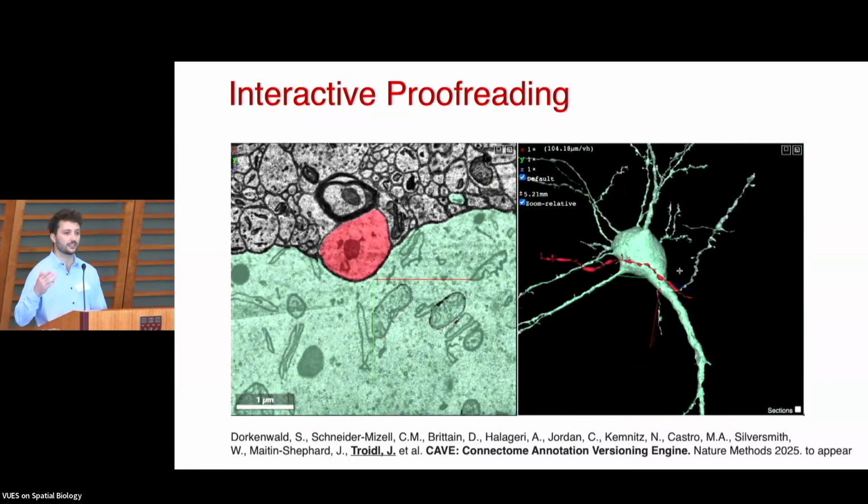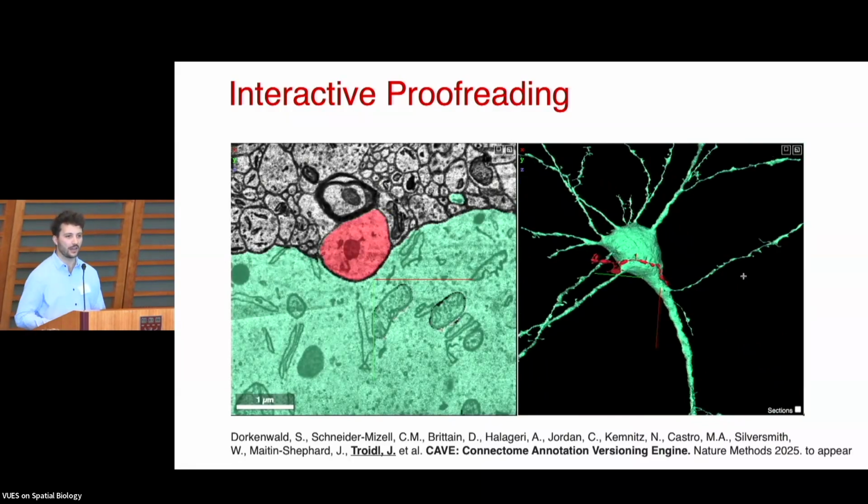It's all web-based. A lot of users can work on the same data source. So there exist systems like the one mentioned here at the bottom called CAVE that you can think of as some sort of Git version control for connectomics. So many users can proofread and update those connectomes interactively.